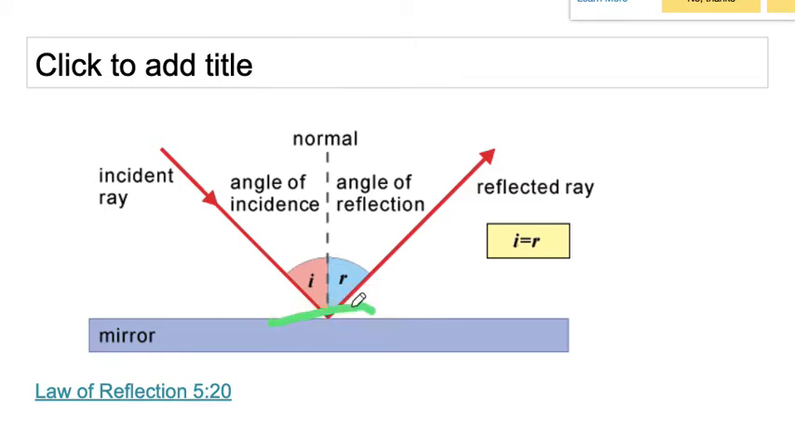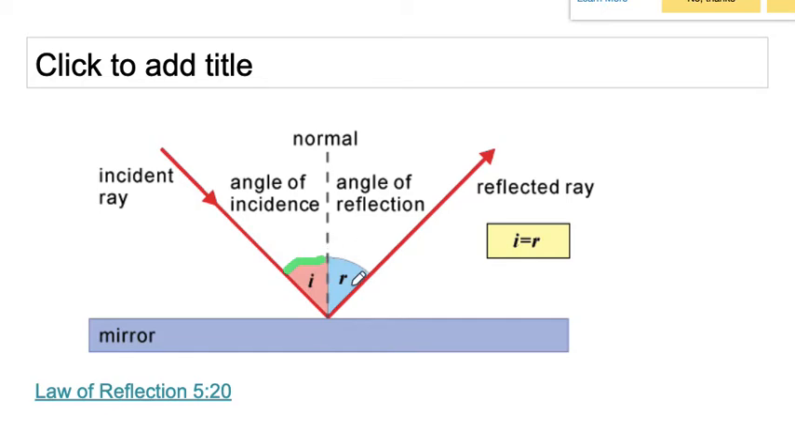Now, looking at the angle coming in, this is known as the incident ray, the ray coming into the mirror. When it reflects off the mirror, this is known as the reflected ray, or the ray of reflection. The angle of incidence is the angle between the incident ray and the normal.